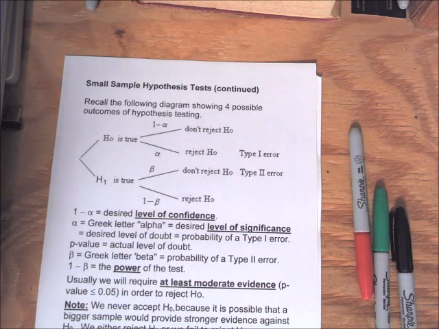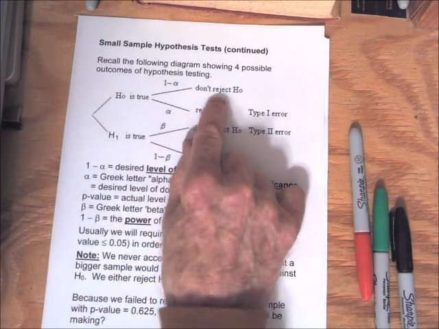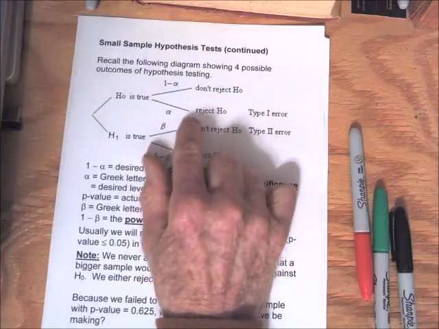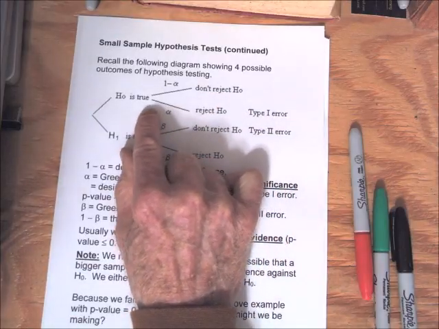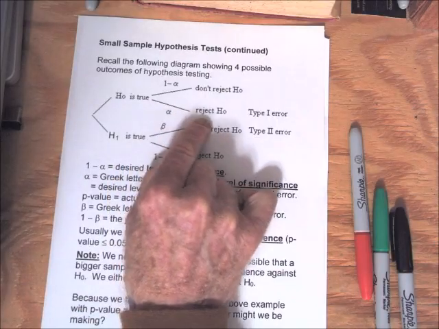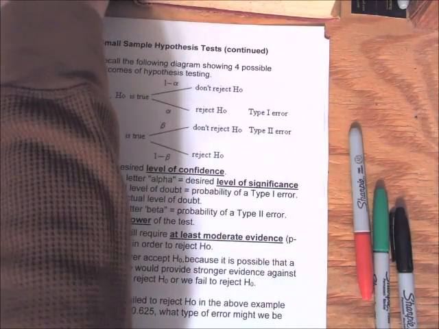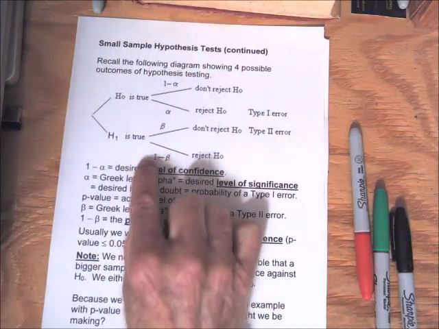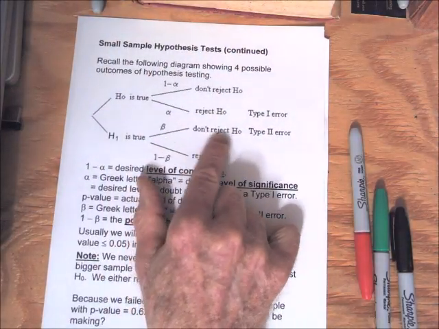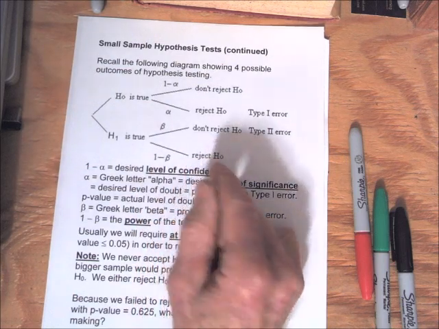Okay, so just sort of the terminology of hypothesis testing. Either H0 is true or H1 is true. Either we don't reject H0 or we reject H0. So there's four possible outcomes from hypothesis testing. H0 could be true and we don't reject H0. H0 could be true and we reject H0. That would be a type 1 error. H1 could be true and we don't reject H0. That's a type 2 error. H1 could be true and we reject H0.